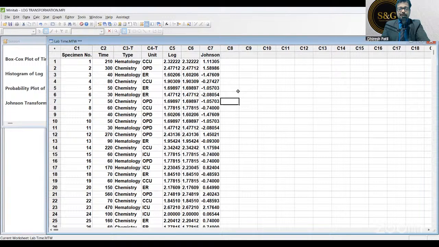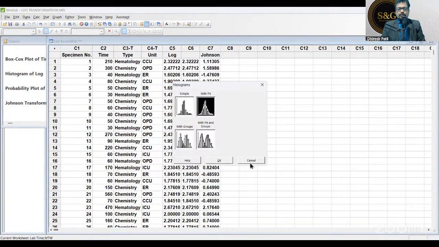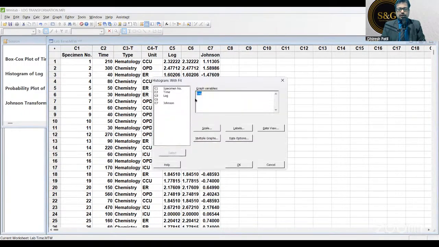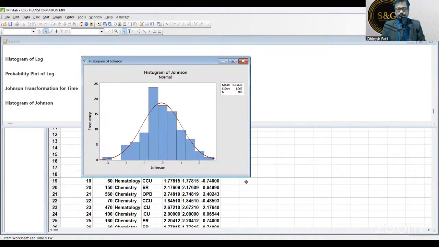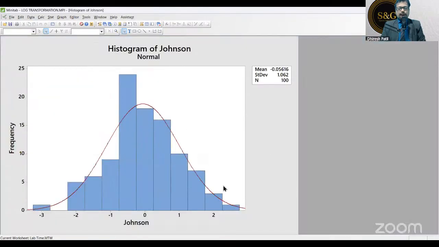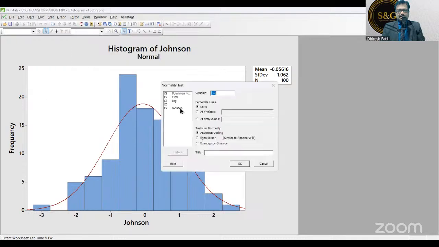Now what we are interested in is whether the data has been transformed into a normal distribution or not. Let's do it once again. Graph, histogram, just check it out. Instead of log, just select Johnson, click on OK. Wow, this is how it is looking, right? Very good. Now let's confirm whether it is normally distributed or not. Go to Stat, Basic Statistics, Normality Test. Select Johnson, click on OK.